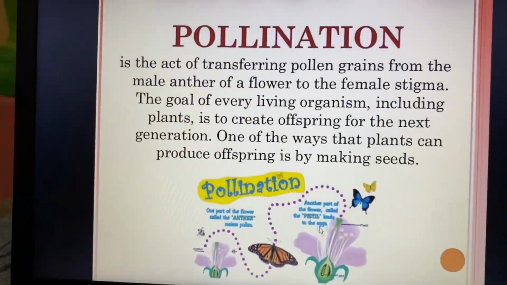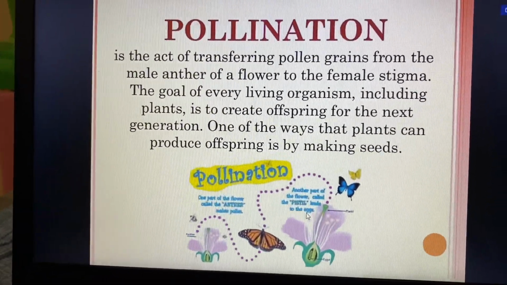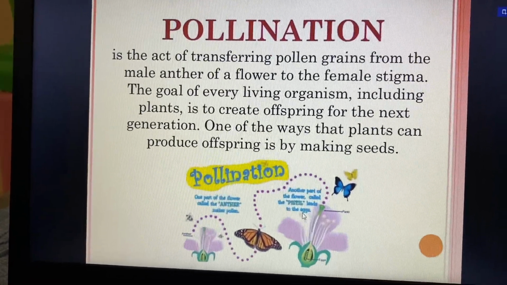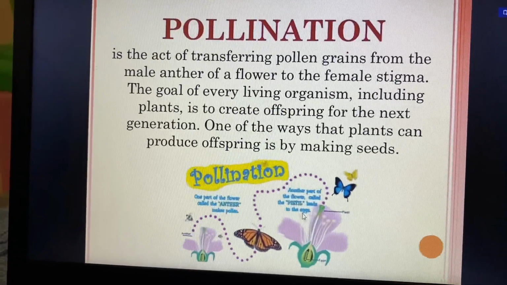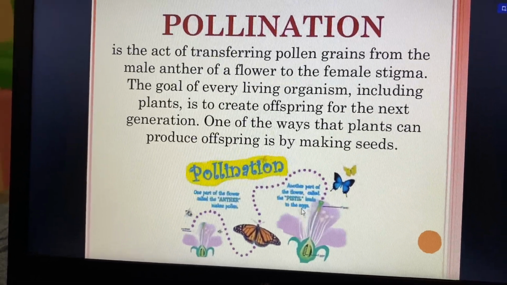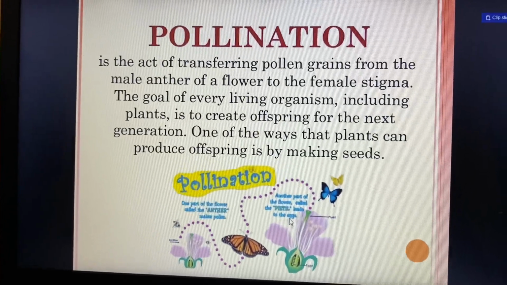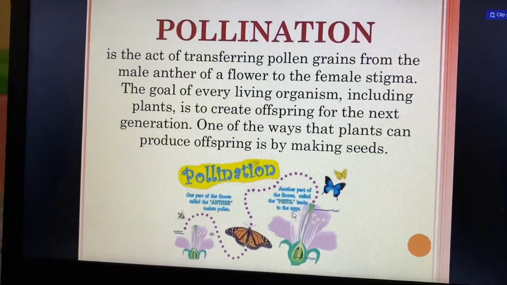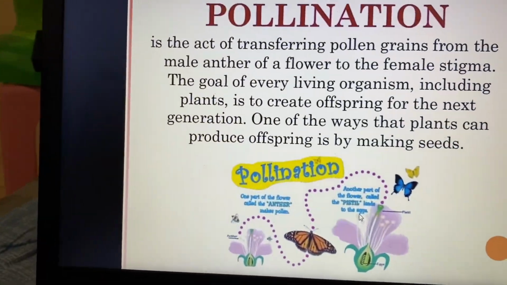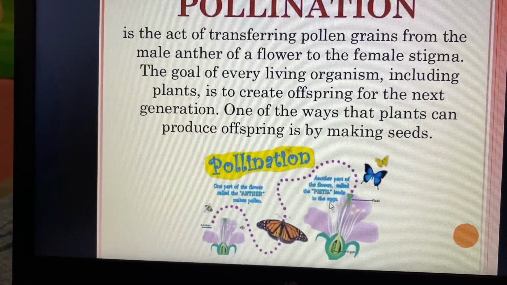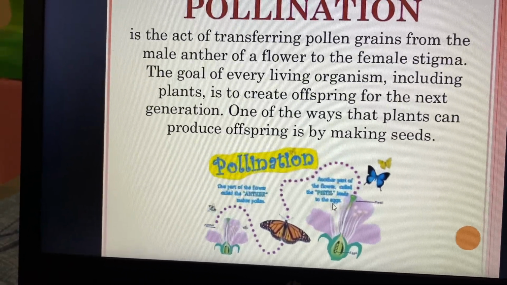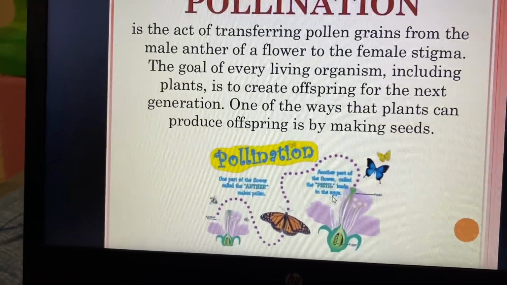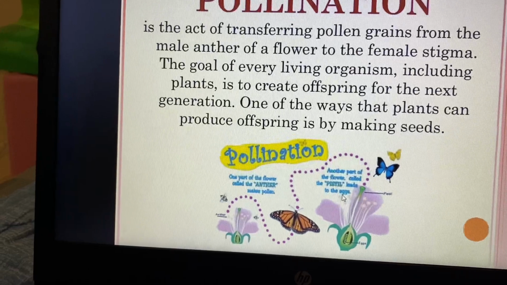Okay, next, pollination. Pollination is the act of transferring pollen grains from the male anther of a flower to the female stigma. The goal of every living organism, including plants, is to create offspring for the next generation. One of the ways that plants can produce offspring is by making seeds. As you can see in the picture, one part of the flower called the anther makes pollen, and another part of the flower called the pistil leads to the eggs.